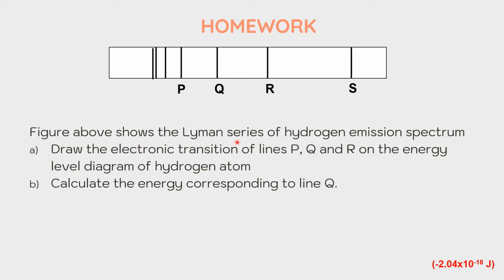Figure above shows the Lyman series of hydrogen emission spectrum. Draw the electronic transition of lines P, Q and R on the energy level diagram of hydrogen atom and calculate the energy corresponding to line Q. So the question states the Lyman series, meaning that for each of these lines P, Q, R, and S, they are referring to the electronic transition where the electron falls back to N equals 1. From this line spectrum, you have to identify which is the first line in this Lyman series. Between P, Q, R, and S, the first line will be this line, S line.